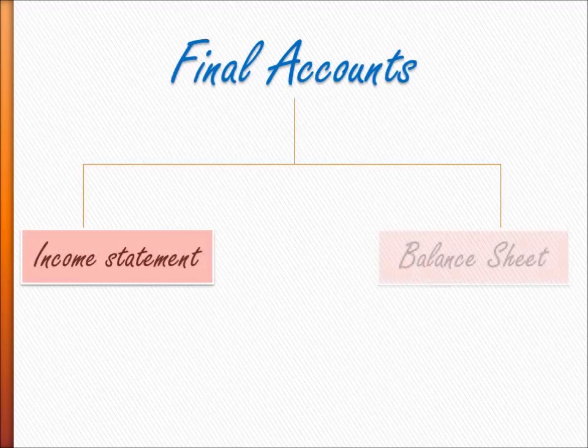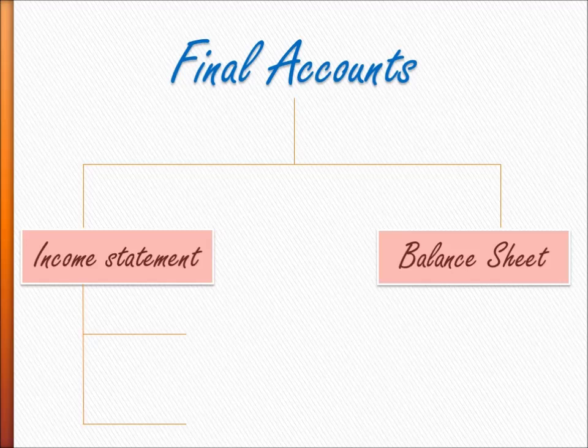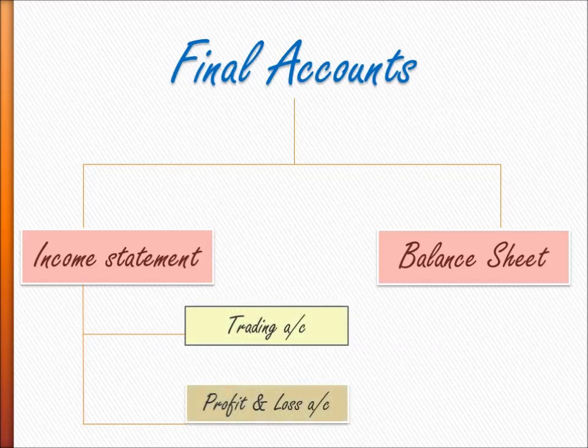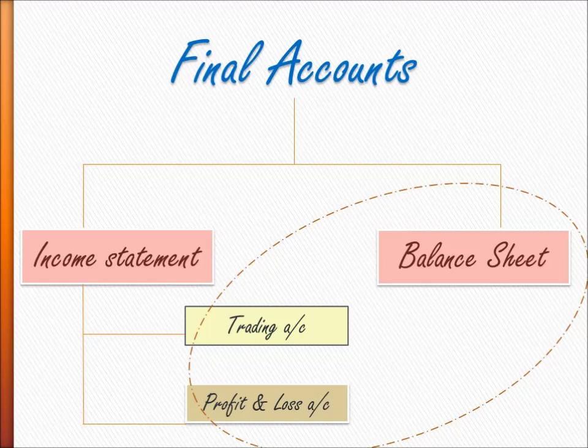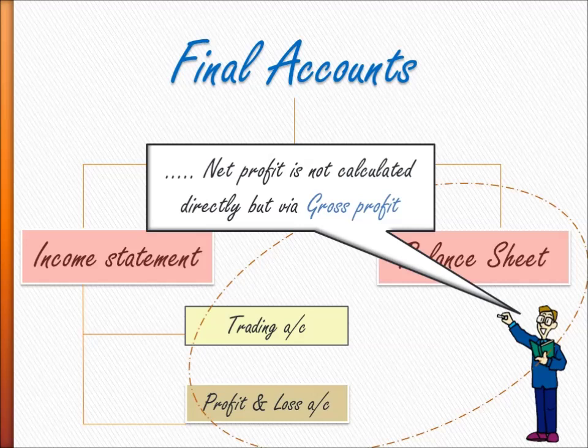One thing more, I have already told you that final accounts will be having two parts, income statement and balance sheet. And income statement will be having two parts, trading account and profit and loss account. So we can say that final accounts are in three parts: trading account, profit and loss account, and balance sheet. Because in final accounts, we don't jump to the net profit directly. We reach net profit via gross profit. In between, we calculate one more stage, and that stage is called gross profit.